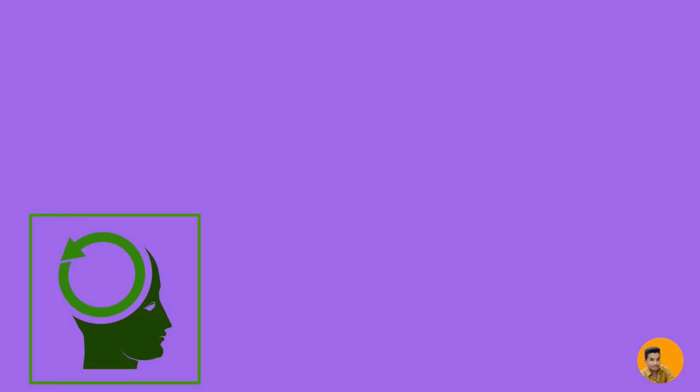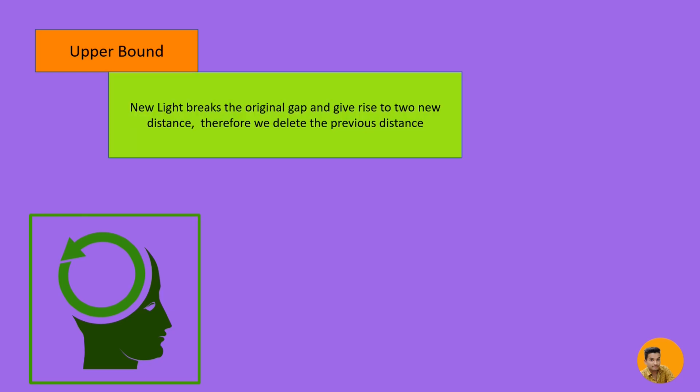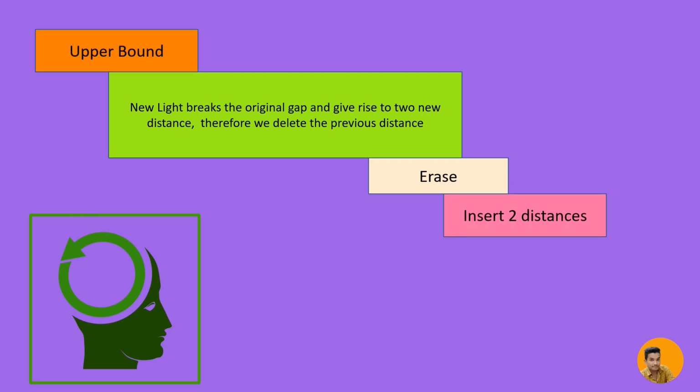So let's do a mind reversal, how we got all this. So we did upper bound. Why did we do upper bound? To get the next higher element on the traffic light. Then we also found that whenever a new light is added, it breaks the original gap and it gives rise to 2 new distances. Therefore, we should delete the previous distance. That means we should erase the previous distance. And then we should insert the 2 new distances which have been formed whenever the traffic light has been added. And then we display the last element, which is our answer.